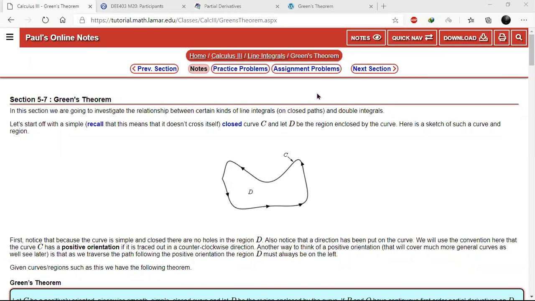So I come again that in this section, we are going to investigate the relationship between certain kinds of line integrals on closed paths and double integrals. We have already covered double integrals in the previous topic. So it will be just building on what we already know, whereby we said when you're doing double integrals or triple integrals, that was under topic 2, the multiple integrals.